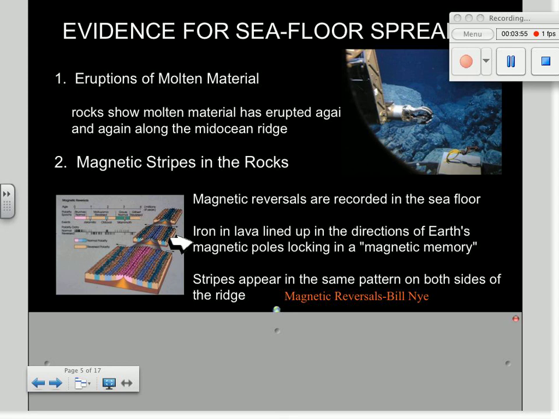And if you look at this picture, and again, we're going to do a demonstration for this in just a minute, you'll notice that this side of the ridge over here, those stripes that they put in here completely mirror the ones on the other side. So we're going to take a minute and make sure that we really understand what this means about magnetic stripes in the rocks and how they're evidence that seafloor spreading is happening.